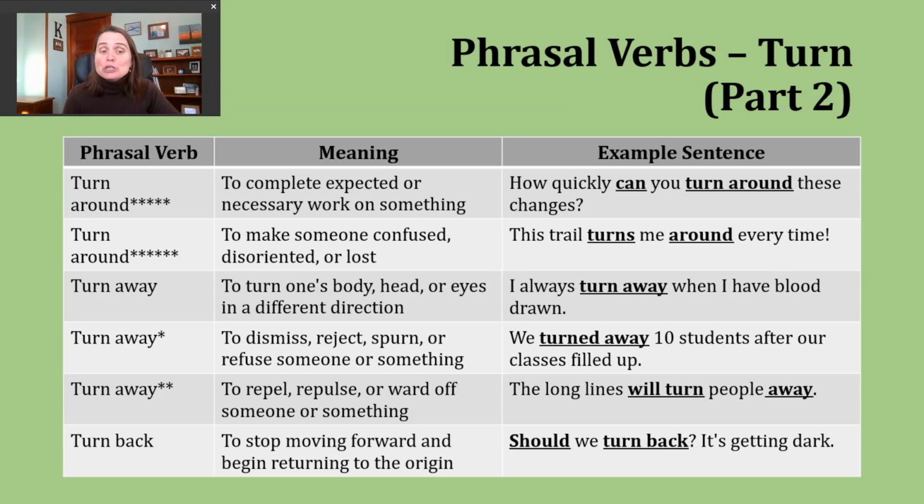A third way to use turn away could mean to repel, repulse, or ward off someone or something. An example of this might be, the long lines will turn people away. That's another simple future sentence. Here, someone might be making a prediction, but they're afraid it's going to make people not want to attend or wait for. Maybe it's a product or a table at a restaurant. Who knows? But it's that idea of it's going to keep people away.